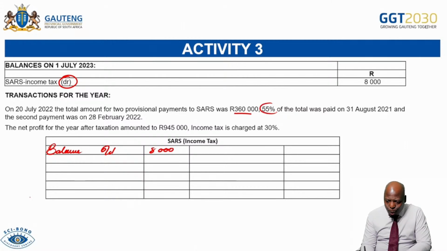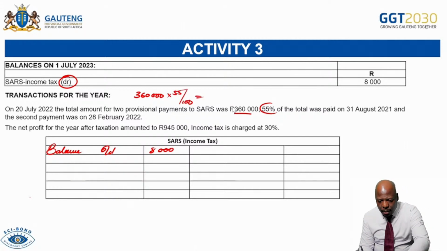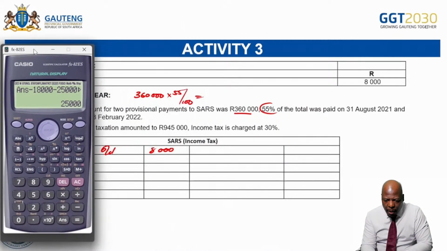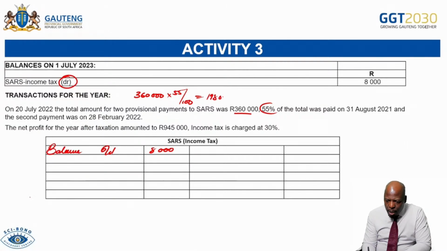55% of the total was paid in August. So let's start with the amount paid in August. So we're going to say 360,000. Then we get 55%. Okay, let's see how much that is. Let's come to our adding machine. There we are. So we now say 360,000. We multiply that by 55%. That gives us 198,000. So this 198 is what was paid on 31 August.